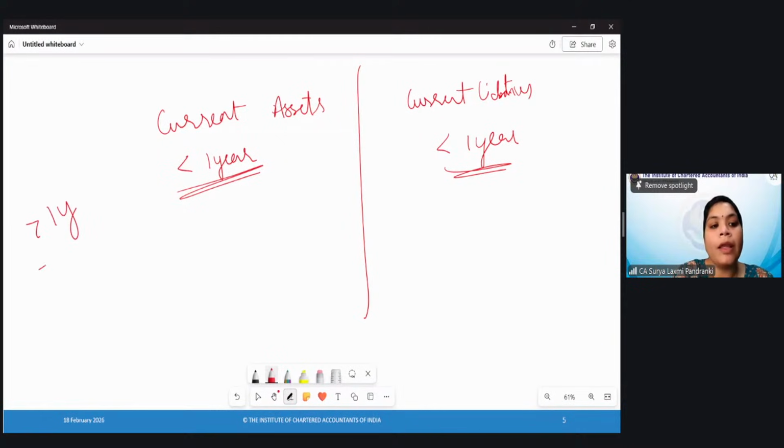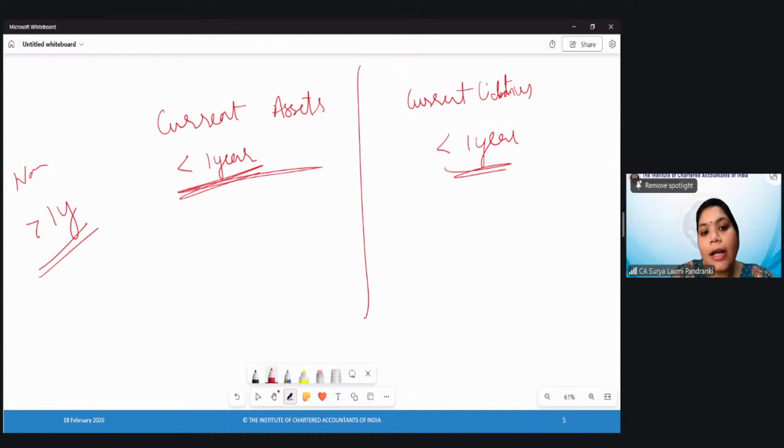Let's take building and furniture and all. You use them for more than 1 year. That is why you categorize them as non-current assets or fixed assets. And non-current liability is also the same thing. If you have taken a bank loan for 10 years, that's definitely a non-current liability because you have to repay it after more than 1 year, right? It is for 2 years, 3 years, or so on. That is called a non-current liability.